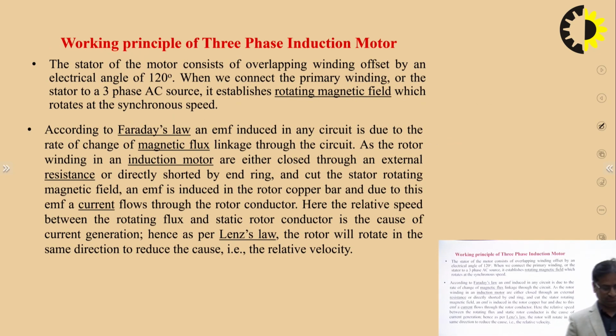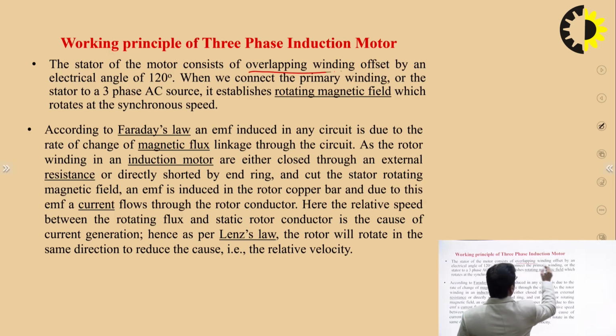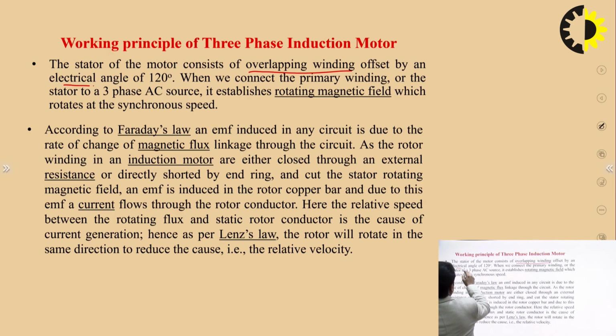working principle. We know that a three-phase induction motor has a stator and a rotor, a three-phase stator winding and a three-phase rotor winding. In the three-phase stator winding, the winding is star connected or delta connected, and these windings are 120 degrees electrically apart. The overlapping of these windings in the stator slots is electrically 120 degrees.